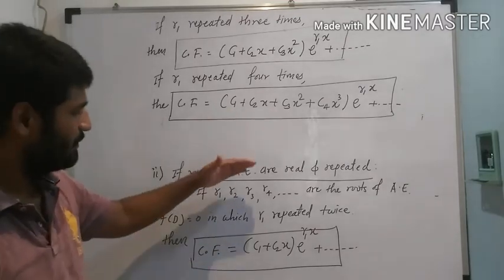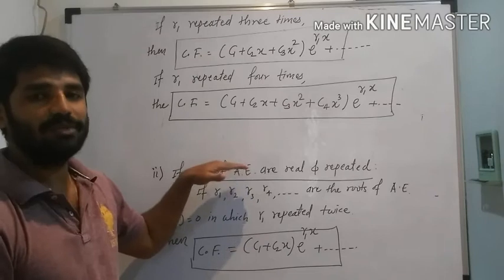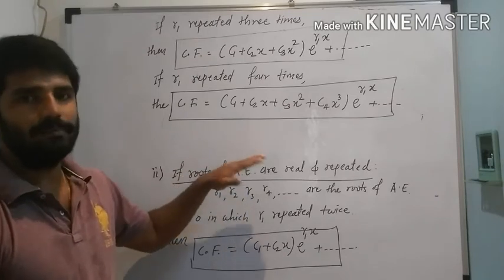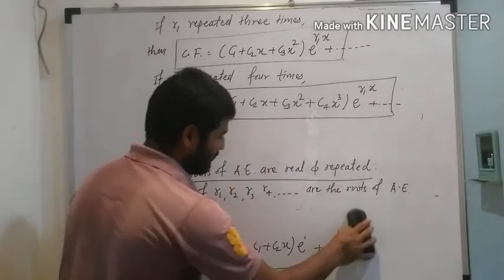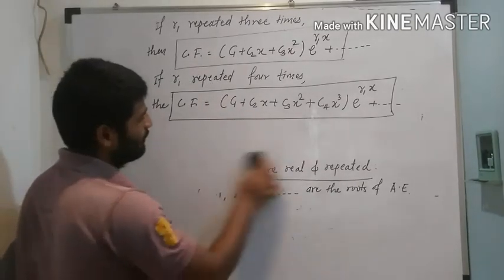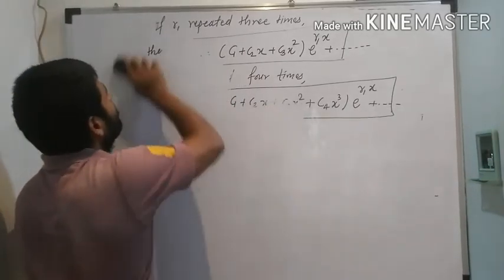Now this is the complementary function if the roots of the auxiliary equation are real and distinct, or real and repeated. So let us see examples depending on this, and after that we will see the next two cases of finding the complementary function. So see the examples.